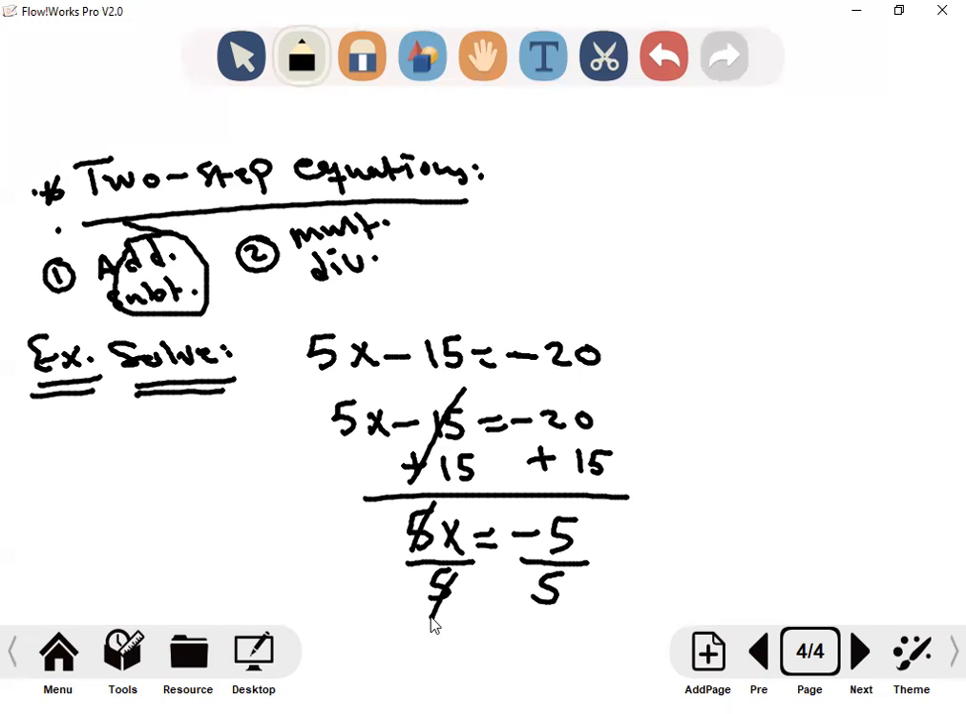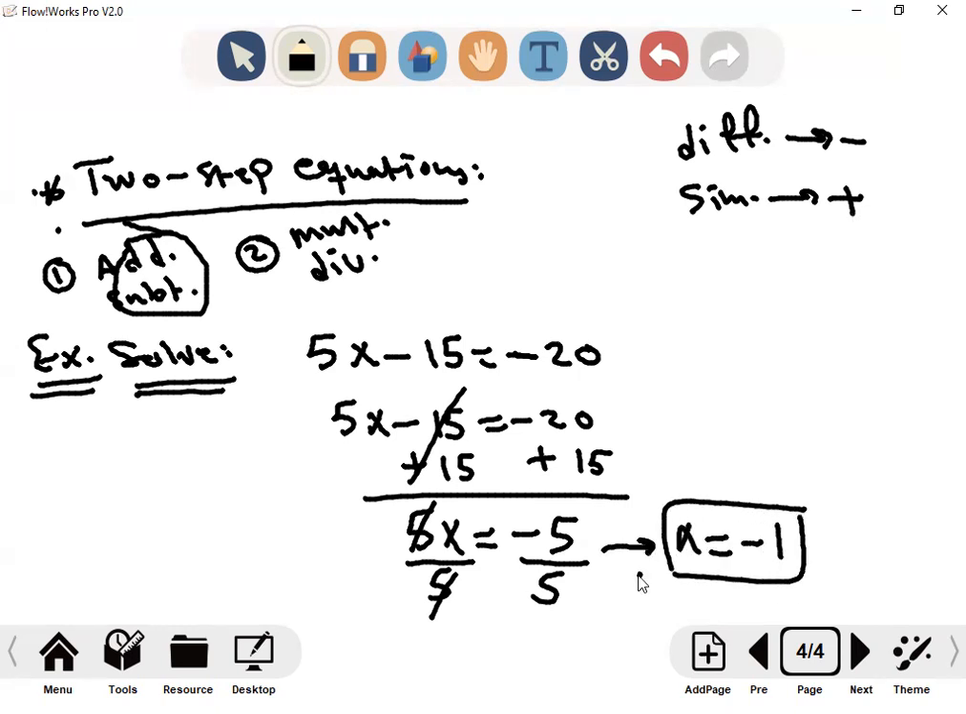In division and multiplication, guys, don't forget, if we have different signs, the answer is always negative. If we have similar signs, the answer is always positive. So here, x equals negative 1.